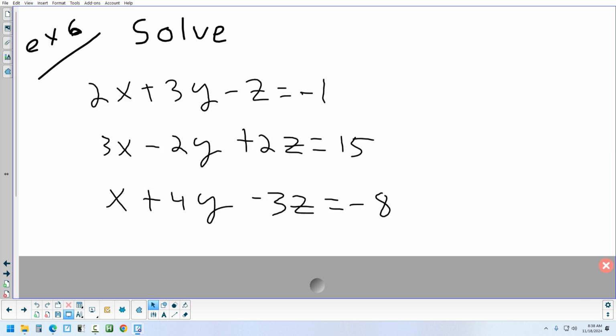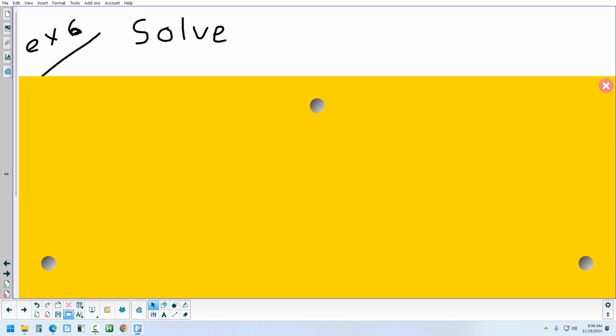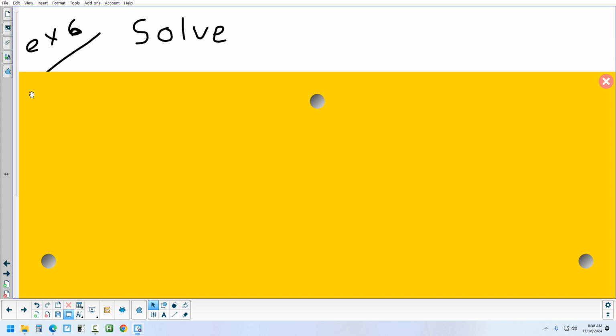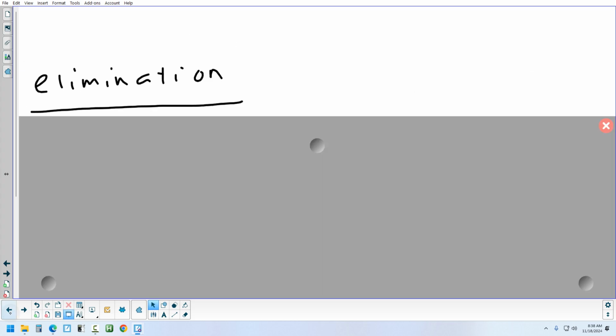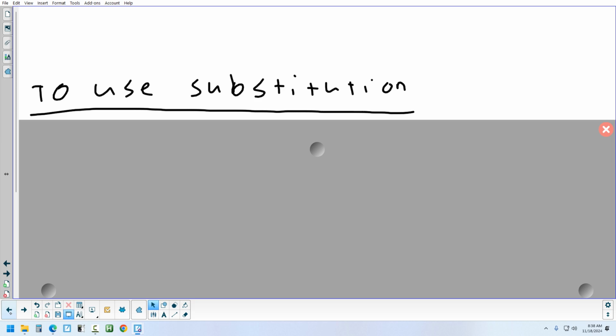That is a 3-variable system. So when you're done that one, you need an answer for x, y, and z. And you can get partial credit for each answer you get right.